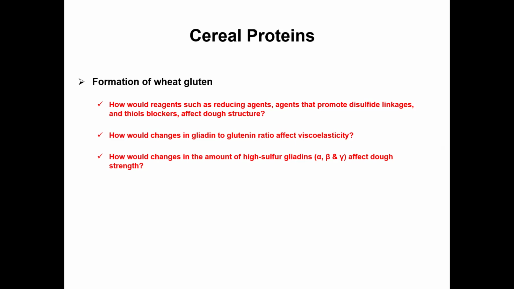How would changes in gliadin to glutenin ratio affect viscoelasticity? If you have more gliadin and less glutenin, is it more viscous or more elastic? More viscous. So you would have a more extensible dough. If you have more of alpha, beta, and gamma gliadins and less of the omega, you have more proteins with sulfur-containing, cysteine-containing. Then if you induce disulfide interchange, you enhance the elasticity. If you have more of the gamma gliadins, you enhance viscosity.